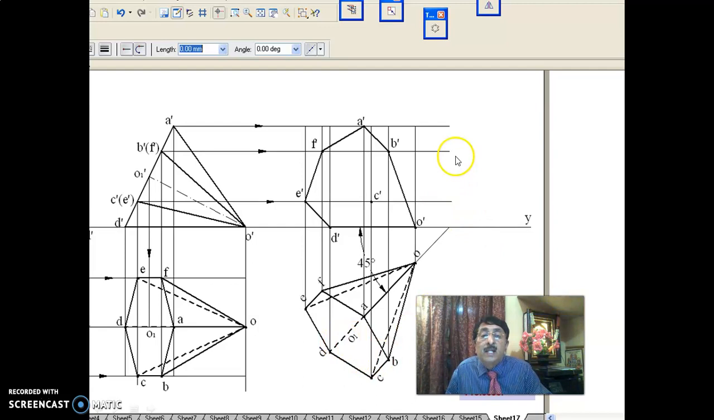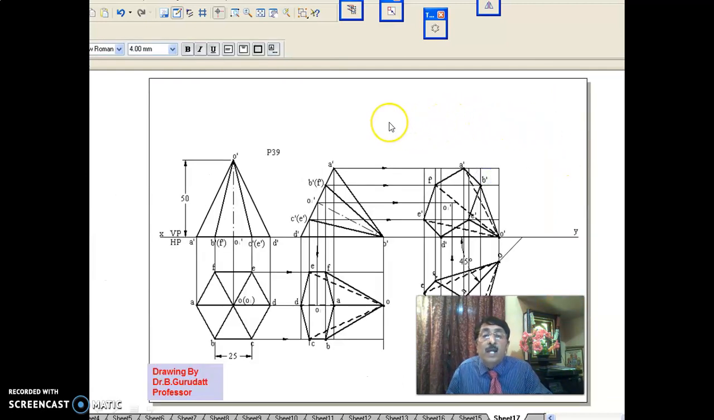Since base is nearer, darken the base. 6 plus 2, 8 edges are over. Then you are left with O dash C dash, O dash E dash, O dash F dash, O dash A dash. O dash C dash being nearer, darken it. And all other edges E, F, A are comparatively back corners which are to be made dark dotted, invisible. And finally show the axis O dash, O1 dash.